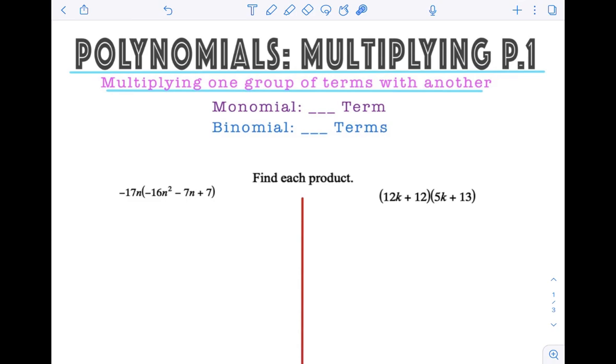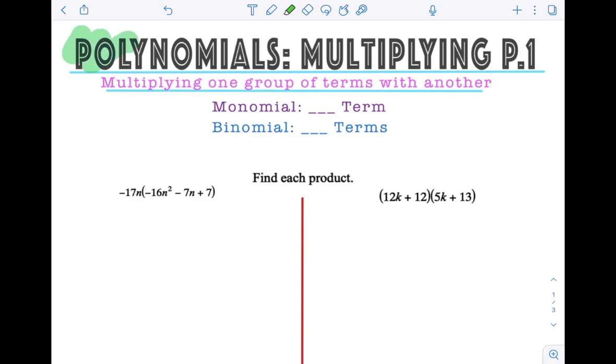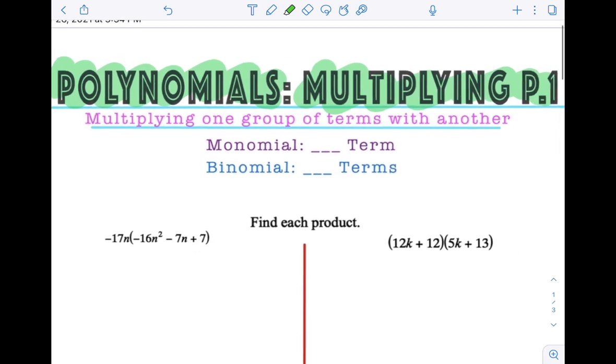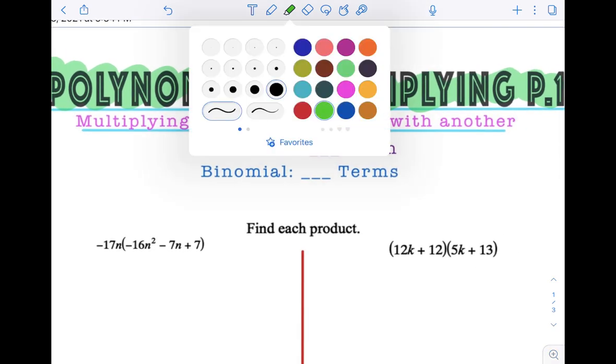So the first thing we always do is we identify the name of these notes, and these notes are called Polynomials Multiplying Part 1. So before we did polynomials adding and subtracting, right? Today we're moving on to polynomials multiplying, but this is part 1, right? So we will be doing a part 2 later.